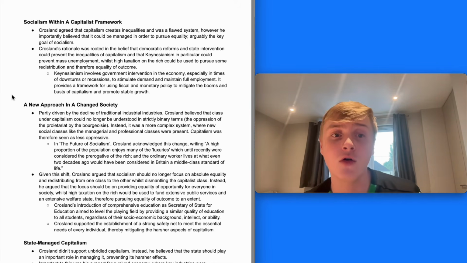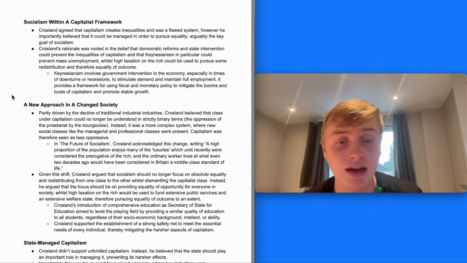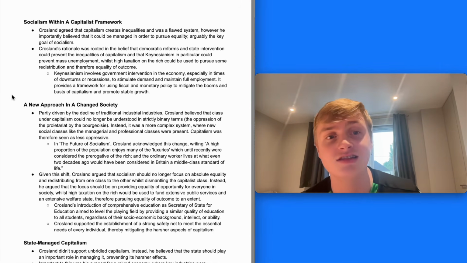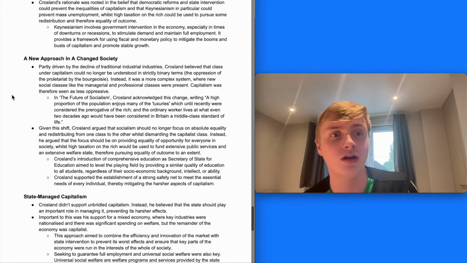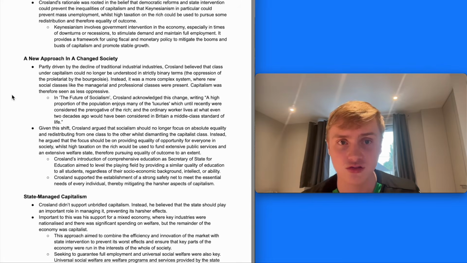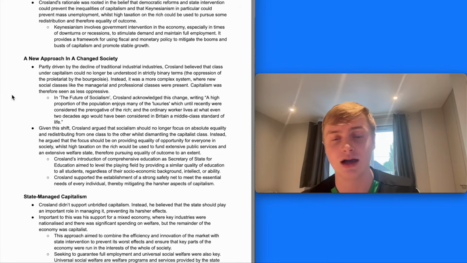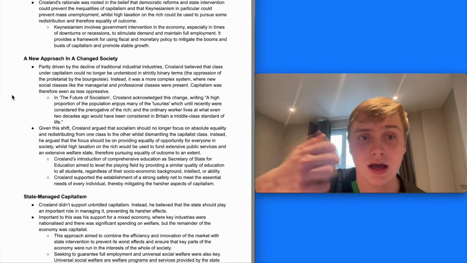So Keynesianism involves government intervention in the economy, especially in times of downturns or recessions, to stimulate demand and maintain full employment. So it provides a framework for using fiscal and monetary policy to mitigate the booms and busts of capitalism, prevent unemployment, and promote stable growth.